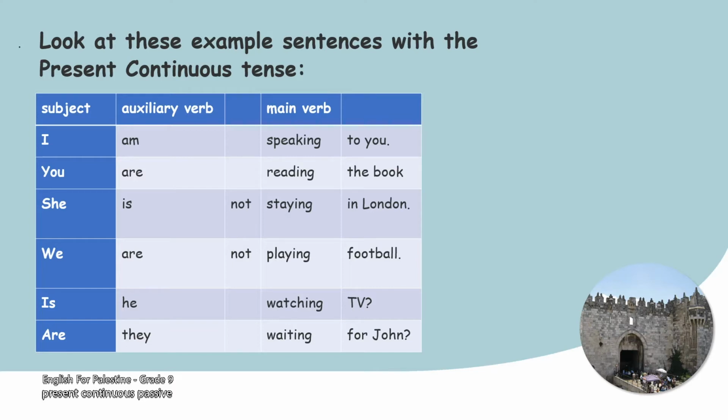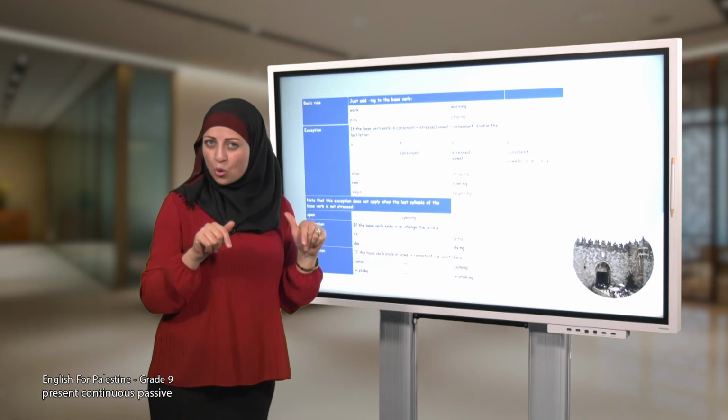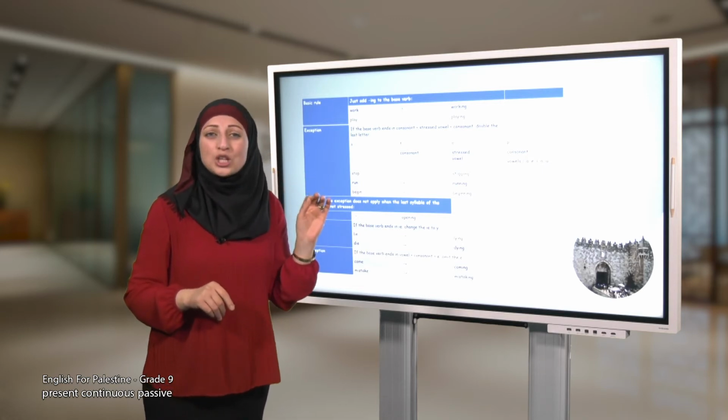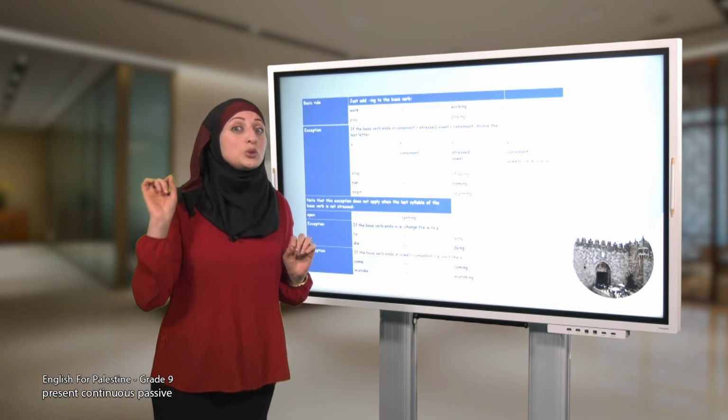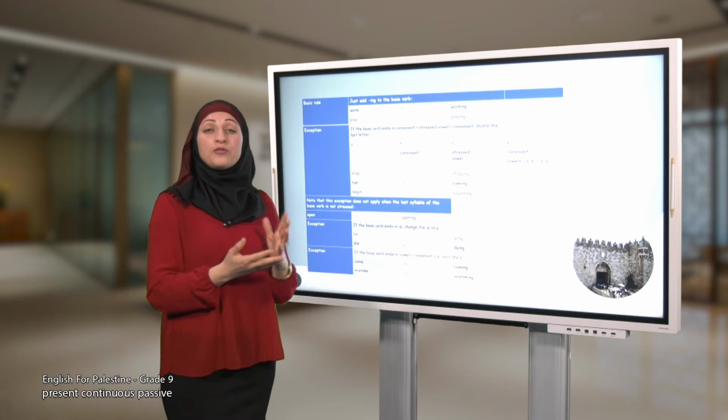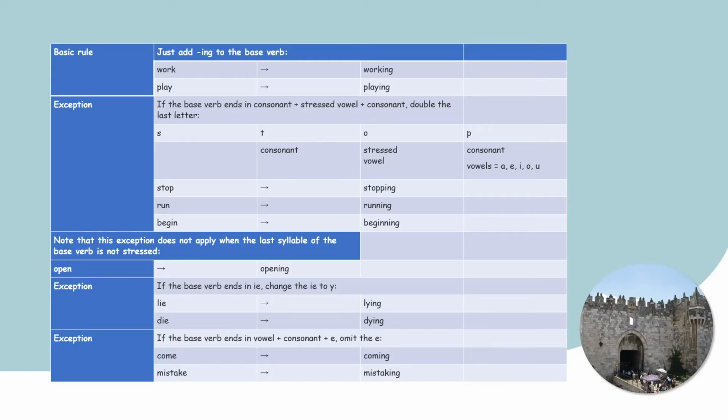That's clear. Let's continue. My dear students, now I will remind you of some spelling rules when you add ing to present continuous verbs. Rule number one, if you have a verb like stop, stop is a verb that has T as a consonant, which means in Arabic, harf sahih, not a vowel, O as a stressed vowel, then a consonant. If you have a verb like stop, having a stressed vowel in it means that you have to double the last letter before adding ing. So stop, stopping, run, running. I double the last letter.